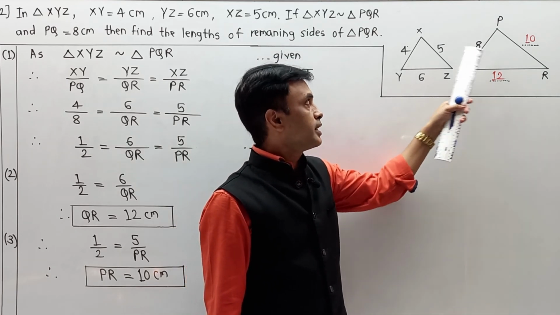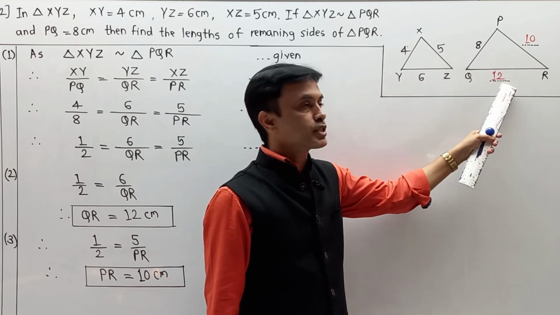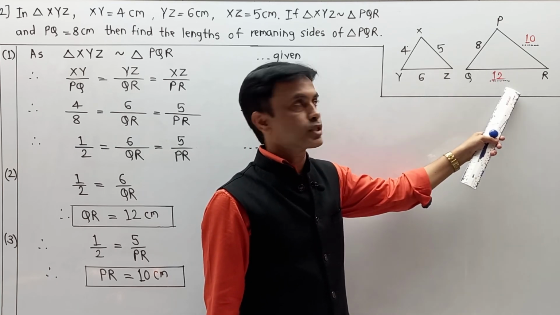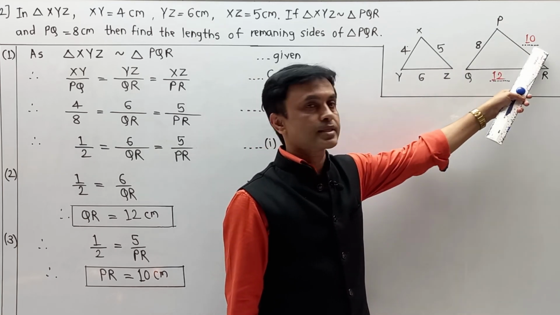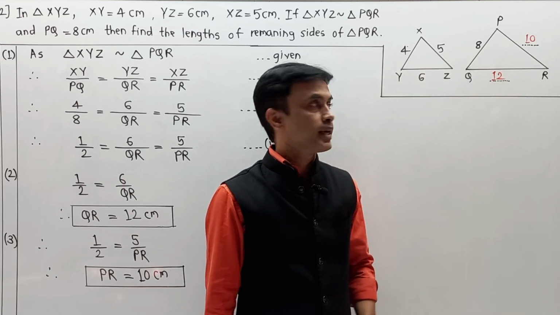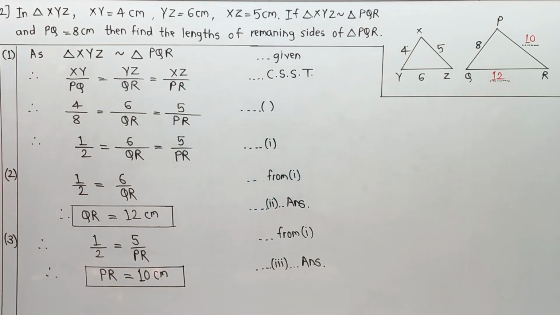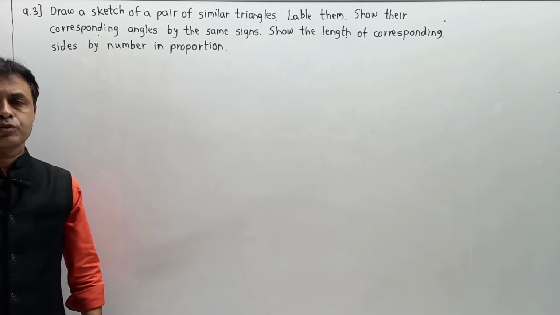4, its double is 8. 6, its double is 12, and 5, its double is 10. Means our answer is correct. And in this way you can complete the entire part. Observe it carefully. Now student, please pay attention.